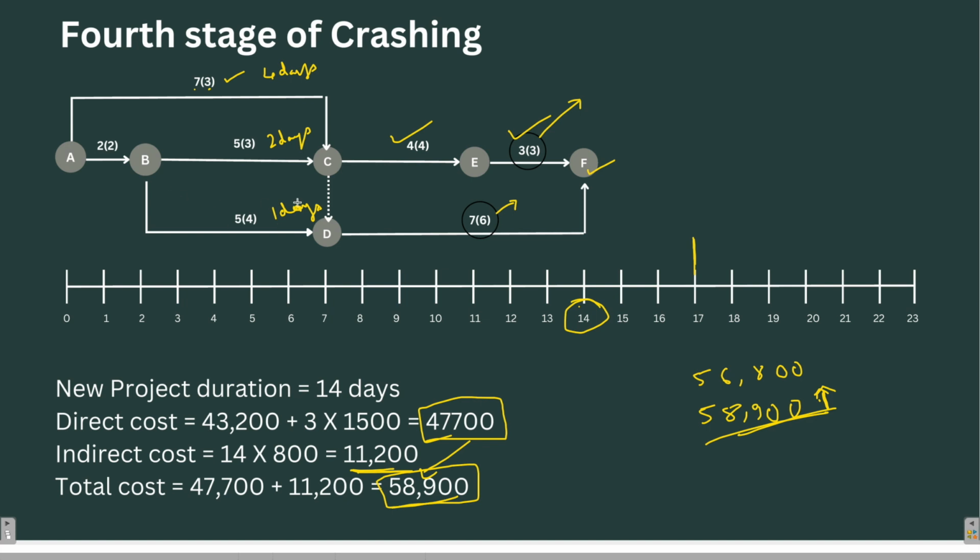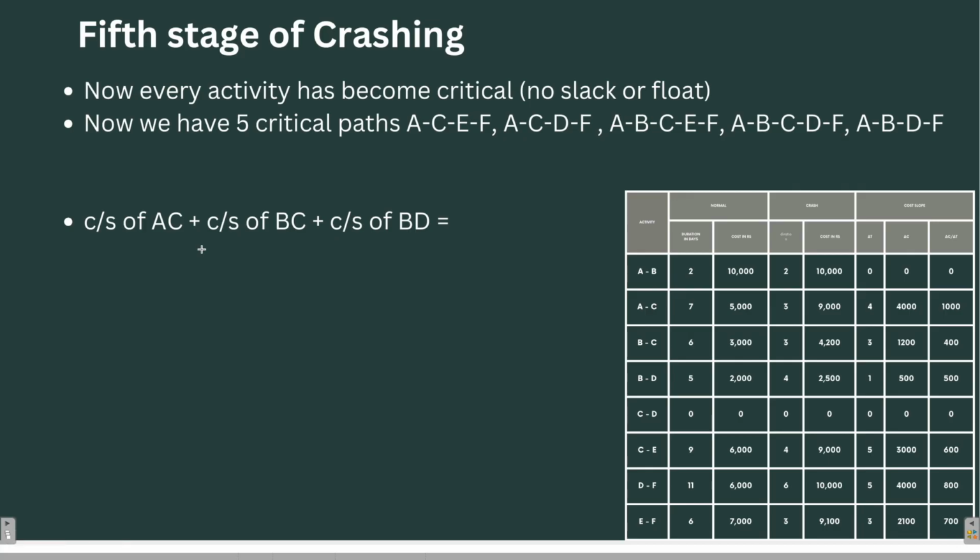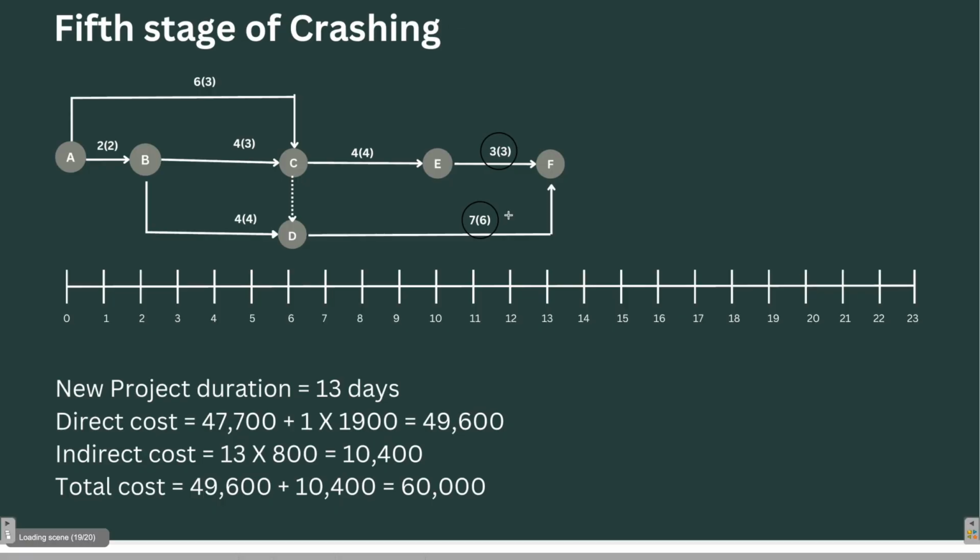So we will choose the least one of these three. So we'll choose 1 day. And 1 day crashing means how much cost will be involved? 1900 rupees, right? So let's calculate the cost slope. AC plus BC plus BD is how much? 1900 rupees. We are doing it for so long. It is 1900 rupees. Now, after fifth stage of crashing, what will happen?